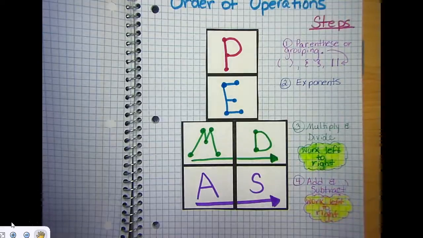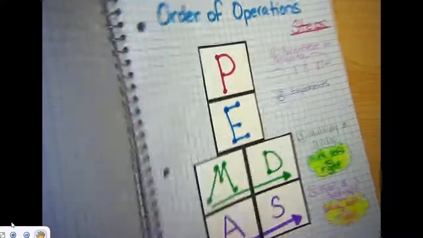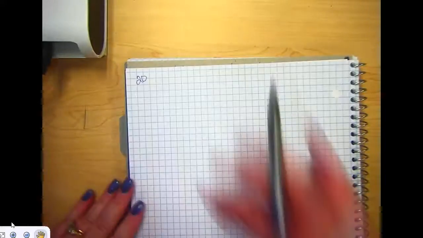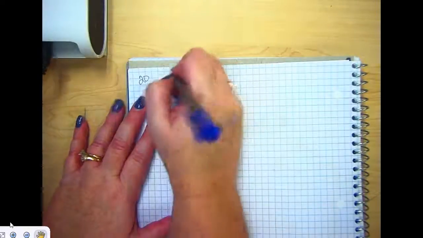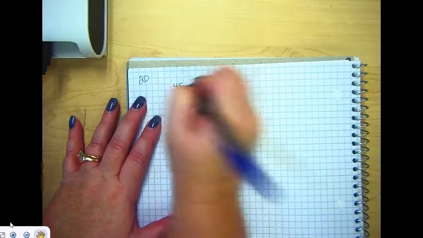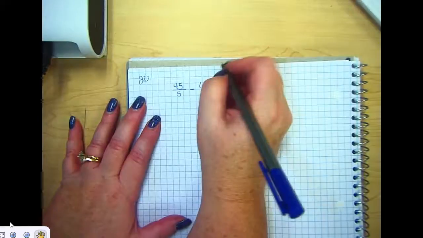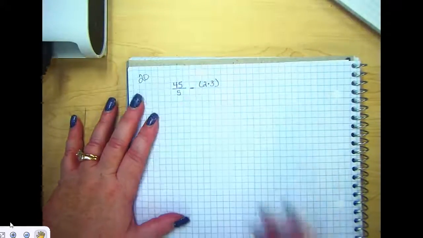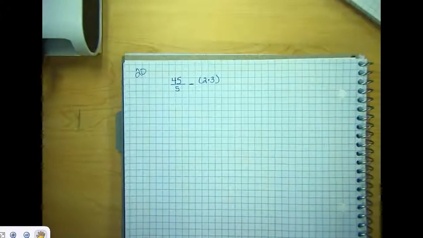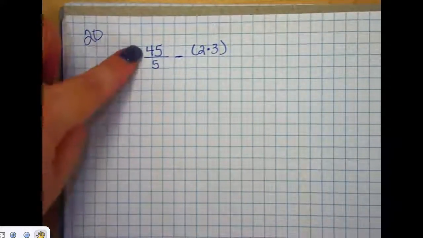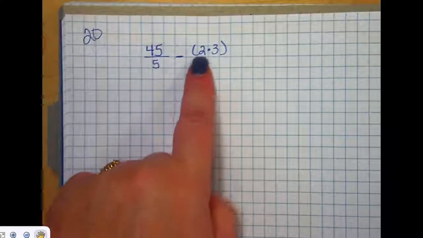This last one, I'm going to put it right there. All right, we're good? Okay. So over here on page 20, this page to the left of our notes, this is where we're going to try a couple of practice problems. All right, the first one I want to try: 45 divided by 5 minus 2 times 3.